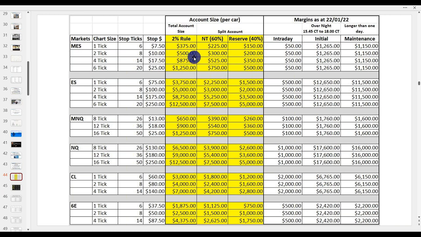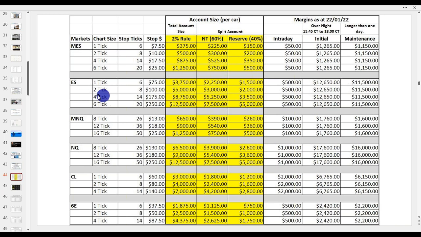What that means is we're going to look at the 6E today, which is the euro dollar. We're going to look at the one tick. What I mean by one tick: my risk is six ticks, which is $37.50 per trade. Now, that is tradable 90% of the time. So 2% of $1,875 comes to $37.50. What it really means is I need to have around $2,000 in my account to stay within the 2% rule.